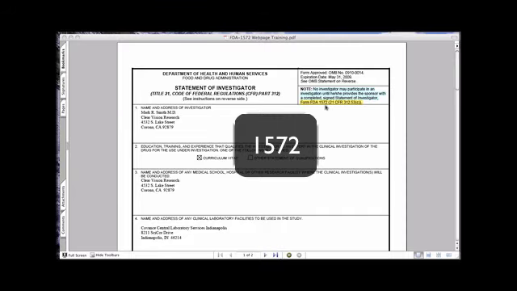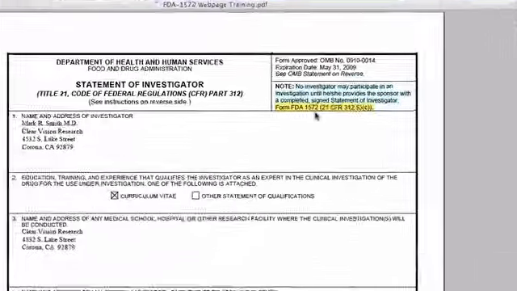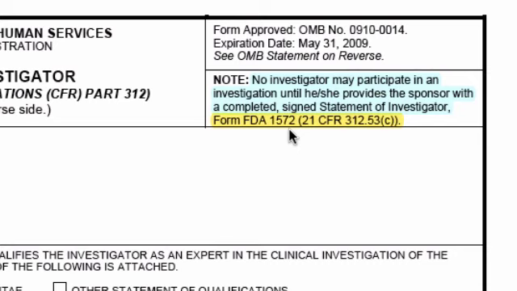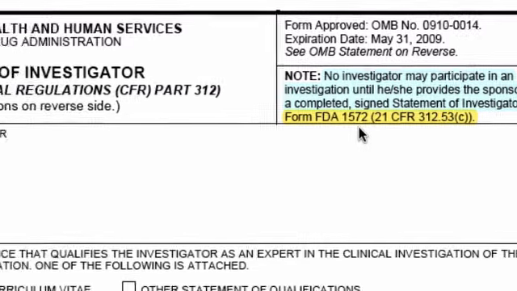The Form 1572 is required by all investigators before participating in a clinical research study. Found on the form in the right-hand corner under Note, the statement says, "No investigator may participate in any investigation until he/she provides the sponsor with a completed signed statement of investigator." This is known as the 1572.